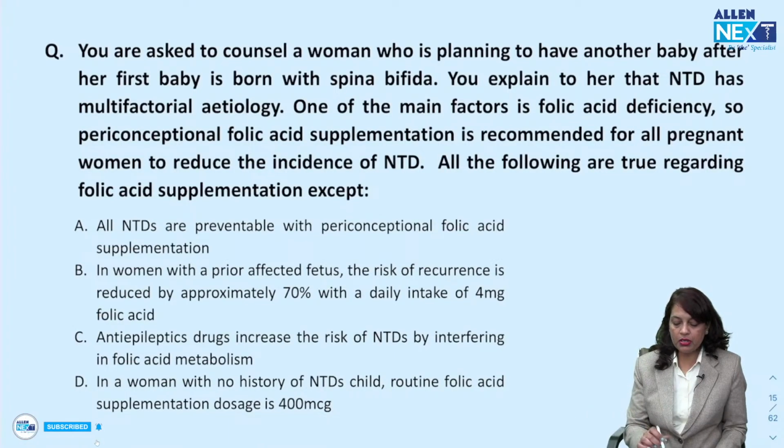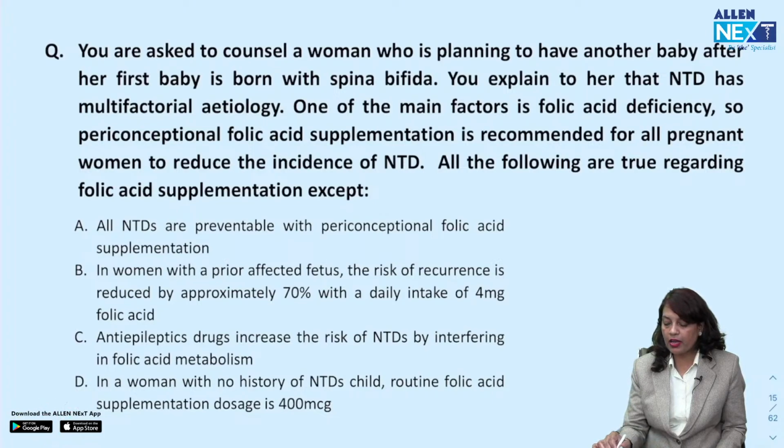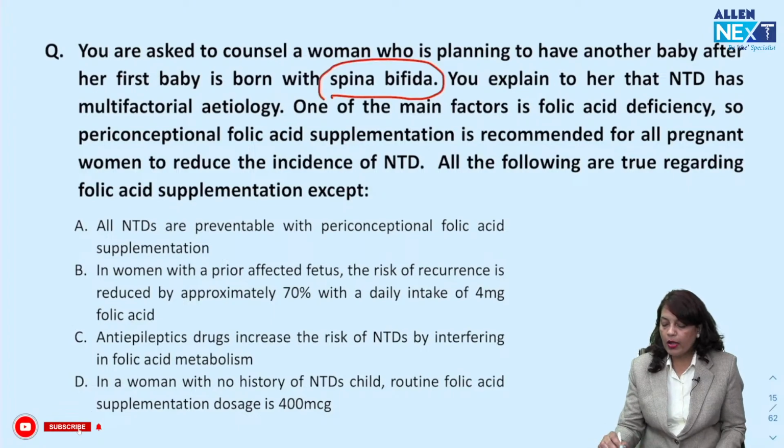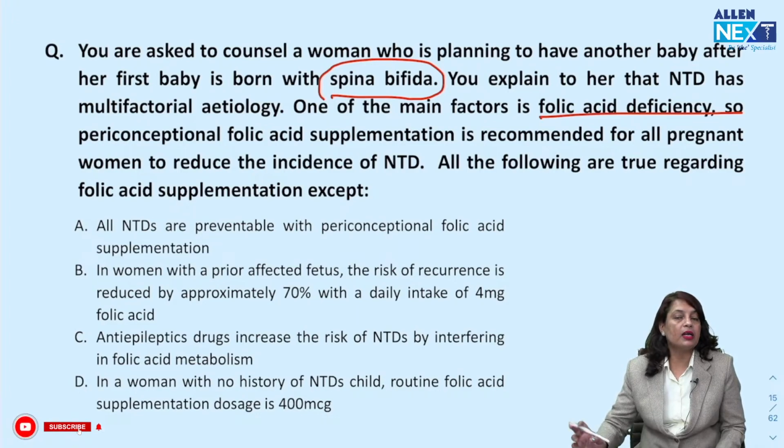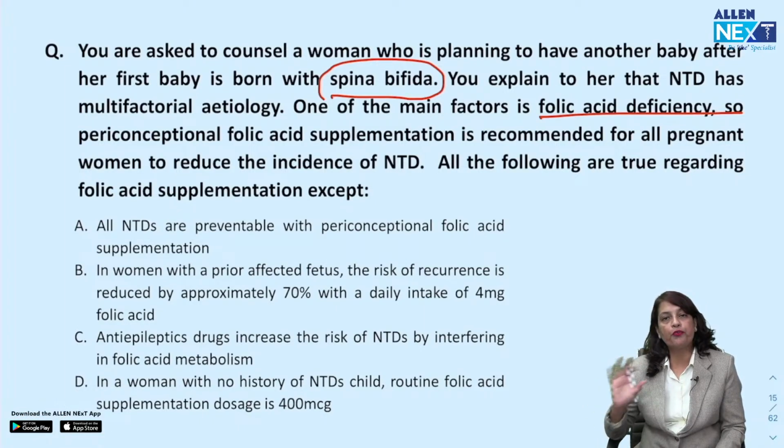Now, next question. You are asked to counsel a woman who is planning to have another baby after her first baby born with spina bifida. You explain to her neural tube defects have multifactorial etiology. One of the main factors is folic acid deficiency. Yes, true. We always advise her to take the preconceptional folic acid, that is therapeutic. The tablet available is 5 milligram, but the recommended dose is 4 milligram.